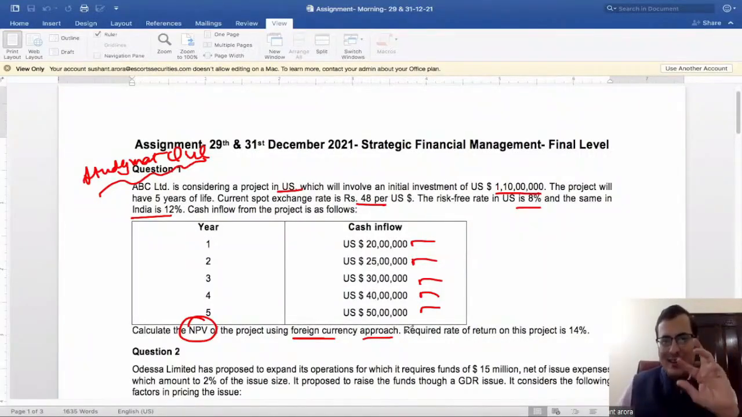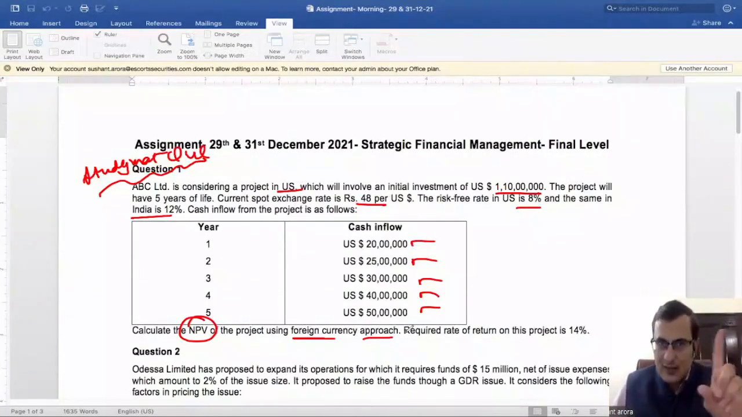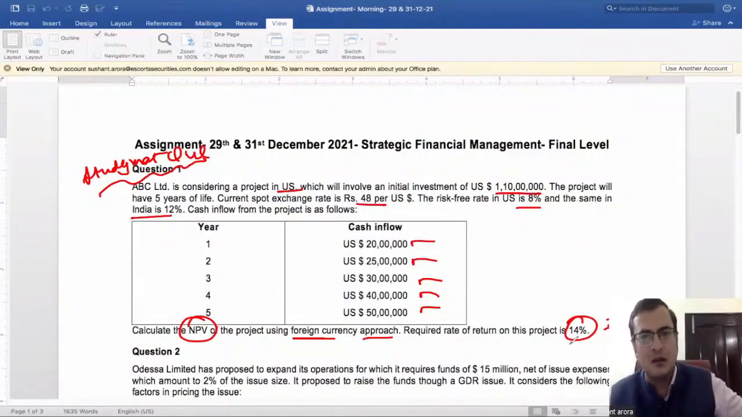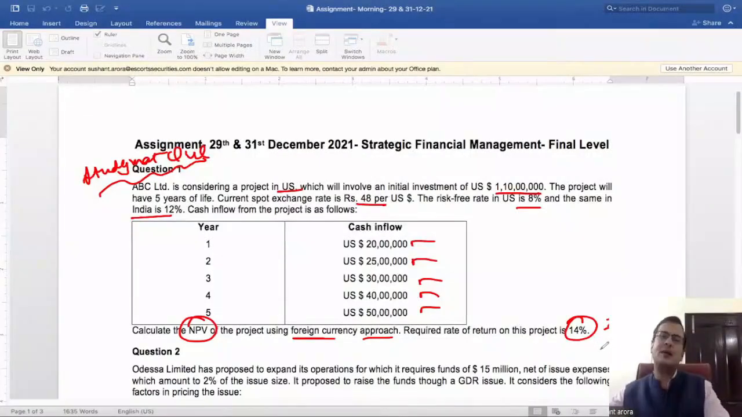We had calculated the discount rate for dollars. 17.13. You remember? That 10% discount rate was for INR. This discount rate was calculated for dollars, and similarly it will be required for dollars as well. So the required rate of return on this project is given as 14%. It is assumed that this is for INR. You can use it the other way also, but the more appropriate assumption will be that this is for INR. You have to calculate it for US dollars.